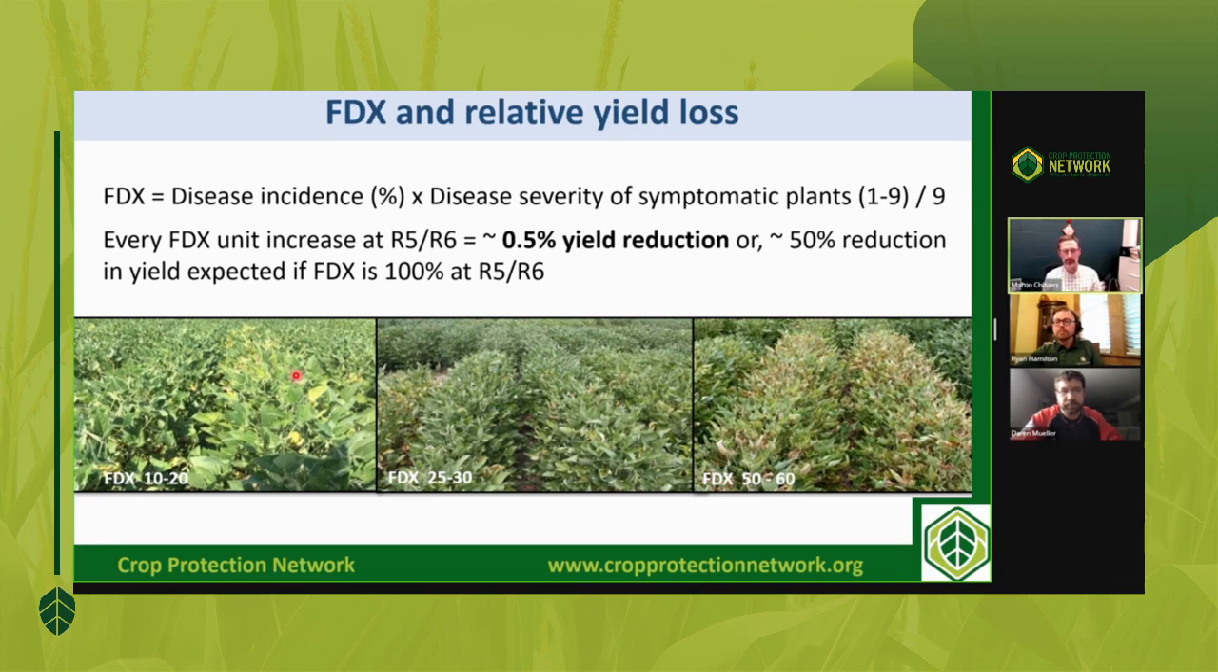There's a very clear relationship between the amount of foliar disease and yield loss, with about 0.5% yield reduction for every 1% increase in that FDX score. And you've got some nice slides here of what an FDX of 10 to 20, 25 to 30, and 50 to 60 looks like.